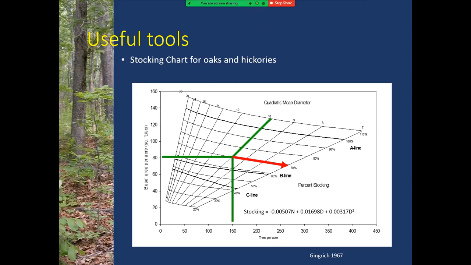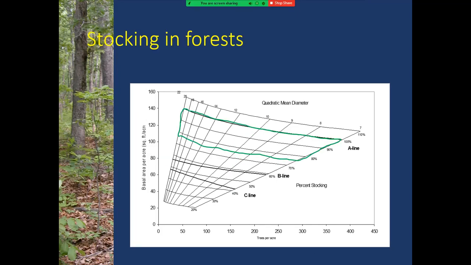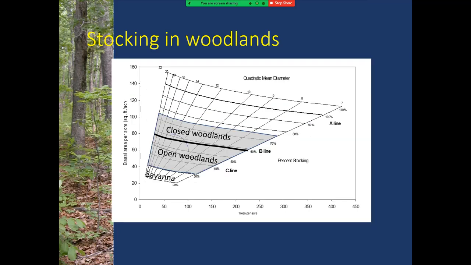Stocking is an indication of tree growing space occupancy. To determine stocking of an oak hickory stand, you need to have an estimate of basal area per acre and trees per acre. The standard Gingrich stocking chart is used. Stocking in mature forests is usually above the B line and below the A line. Stocking in woodlands can range from 30 to 75%. It's a pretty broad range. Closed woodlands are typically maintained above the B line. Open woodlands are below the B line, and savannas are less than 30% stocking.